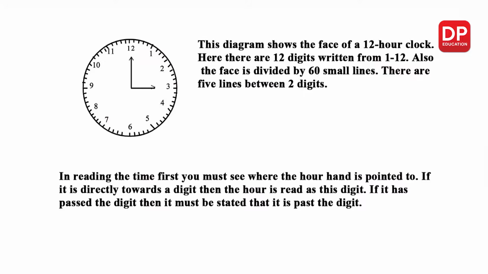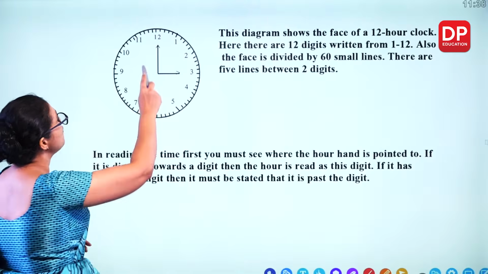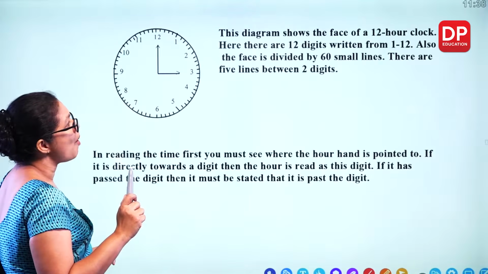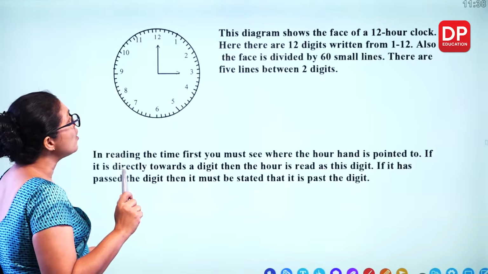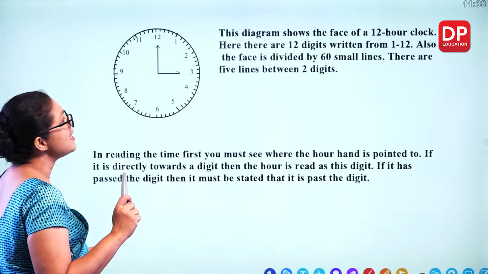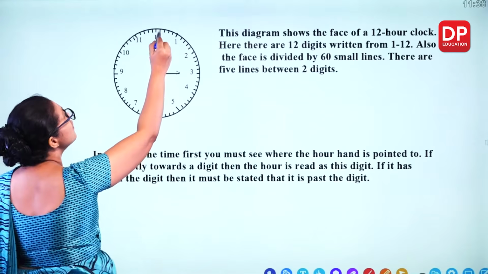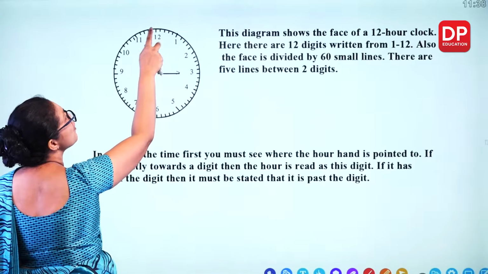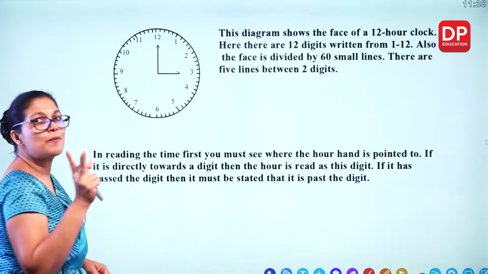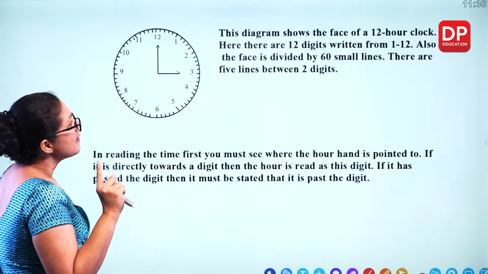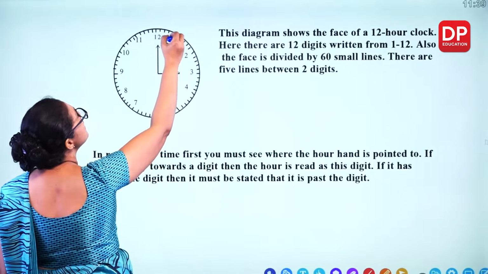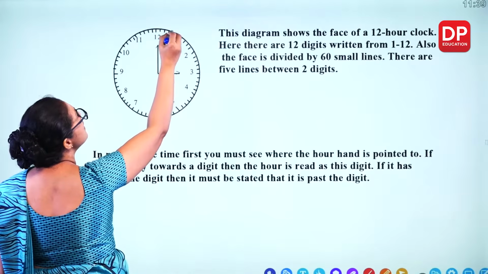Now look at this one. This diagram shows the face of a 12-hour clock. 12 numbers are there. Here there are 12 digits written from 1 to 12. Also the face is divided by 60 small lines. So each 2 digits within that you get 4 lines. That means 5 spaces. There are 5 lines between 2 digits, including these ones.